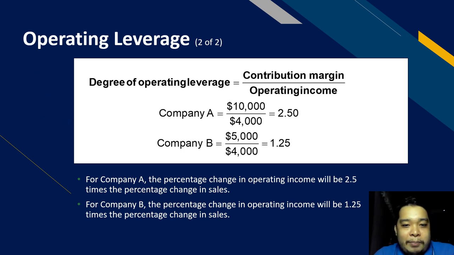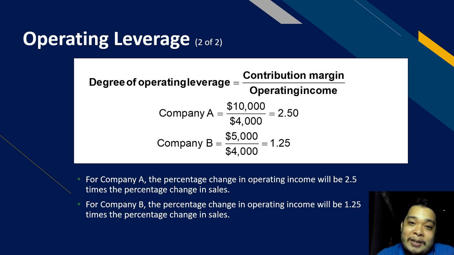If you look at two companies, Company A and B, Company A has a contribution margin of 10,000 and an operating income of 4,000. Okay. Company B has a contribution margin of 5,000 and an operating income of 4,000. So they have the same operating income, but they don't have the same contribution margin. Okay, what does that mean? No. Kasi para ka makarating sa operating income, yung nasa gitna ng contribution margin at operating income is fixed cost. It means magkaiba sila ng fixed cost, right? Company A has a fixed cost of 6,000, Company B's fixed cost is 1,000.